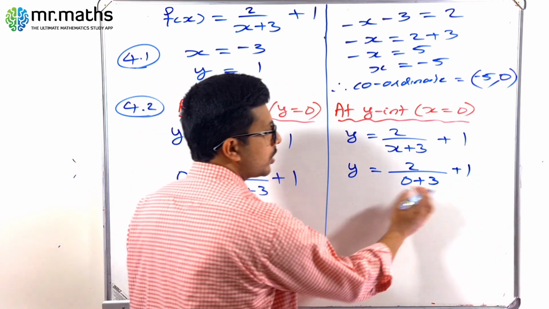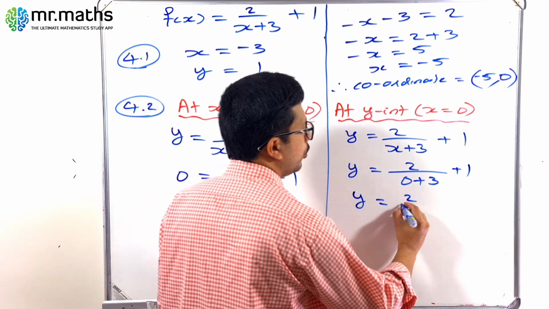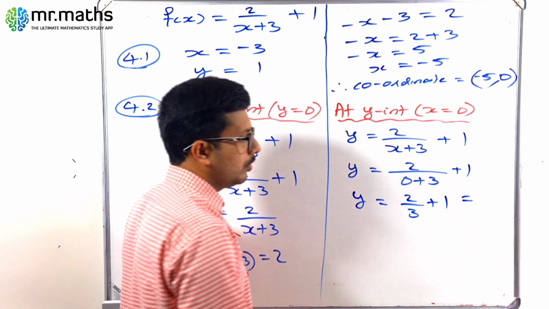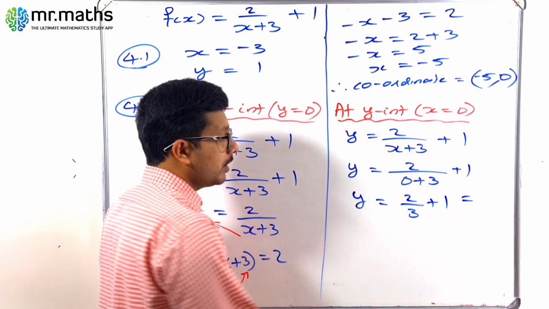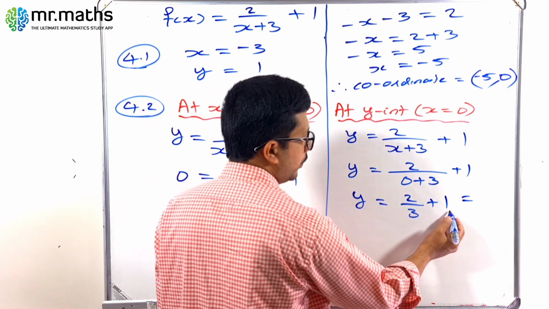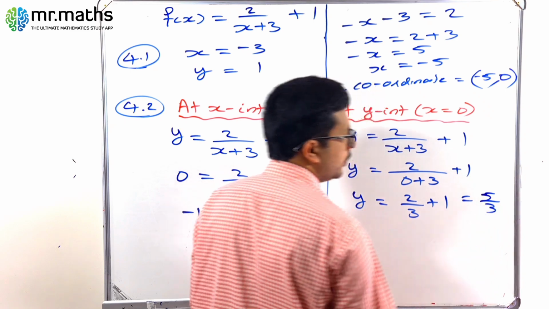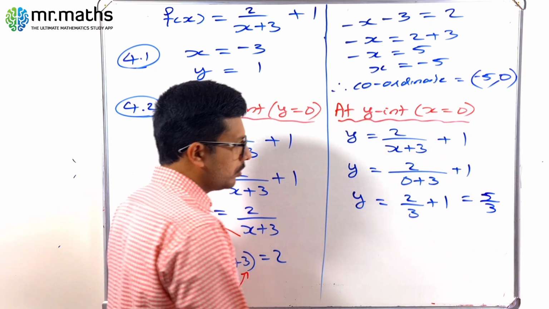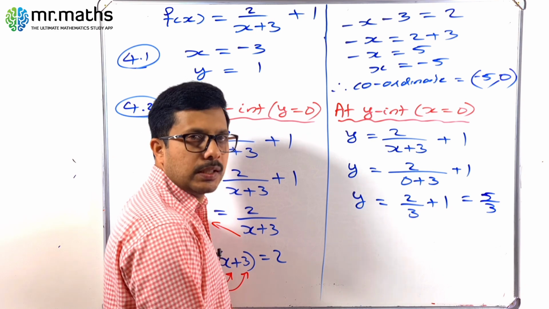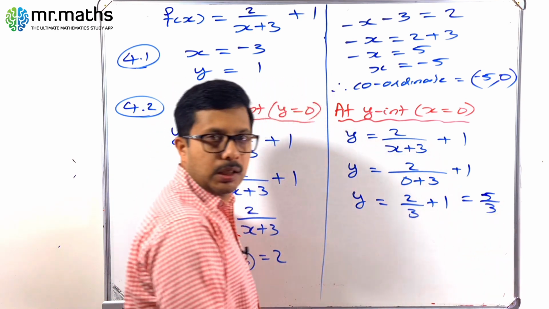Okay, 0 plus 3 is 3. So y is equal to 2 over 3 plus 1. What is this 2 over 3 plus 1? Check in your calculator. 3 times 1 is 3, 3 plus 2 is 5, so 5 over 3. Okay, so 5 over 3 means 1.6. Yeah, I think you can check in your calculator. So y is equal to 5 over 3.